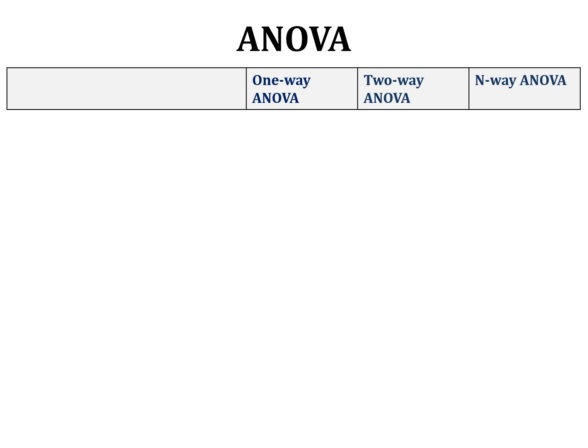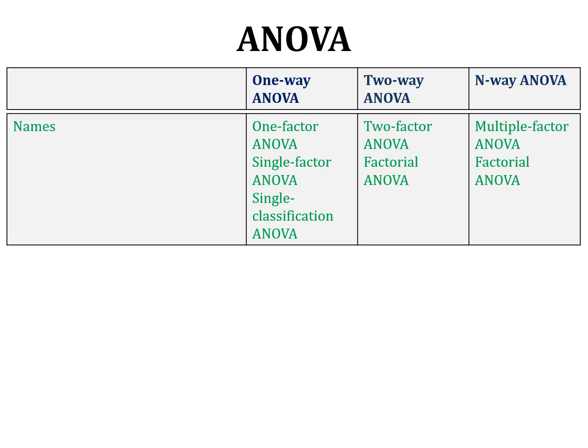Now let's have a quick comparison of these three types of ANOVA. What are their different names? The one-way ANOVA is also known as the one-factor ANOVA, single-factor ANOVA, or single classification ANOVA. The two-way ANOVA is also known as two-factor ANOVA or the factorial ANOVA. The n-way ANOVA is also known as the multiple-factor ANOVA or factorial ANOVA. So these are different names.